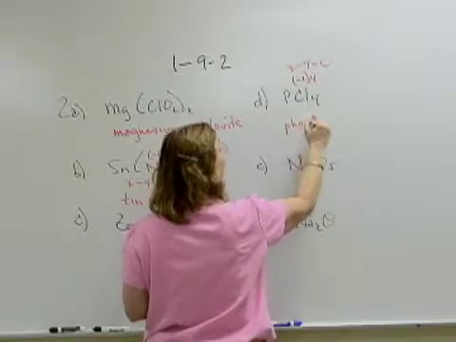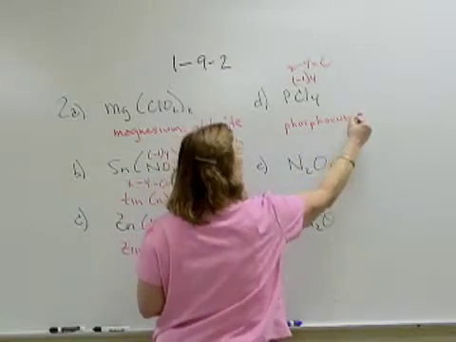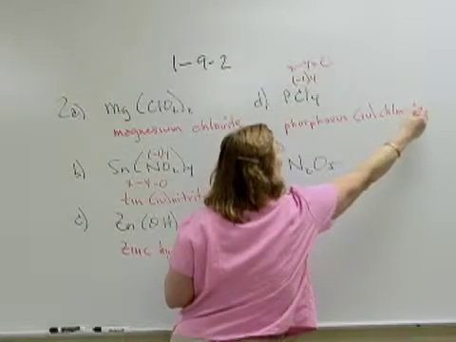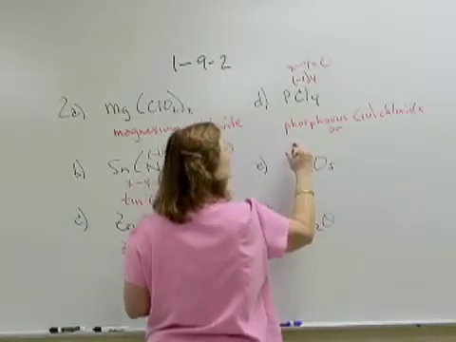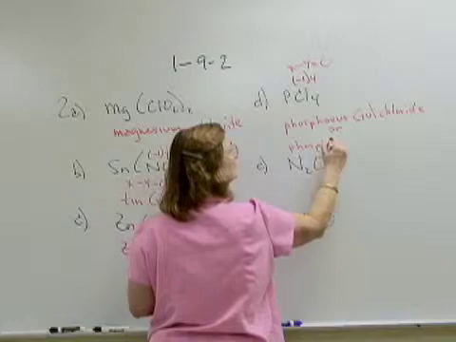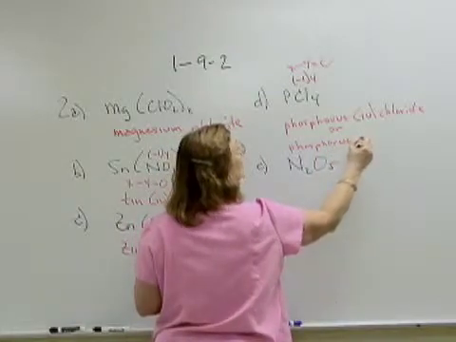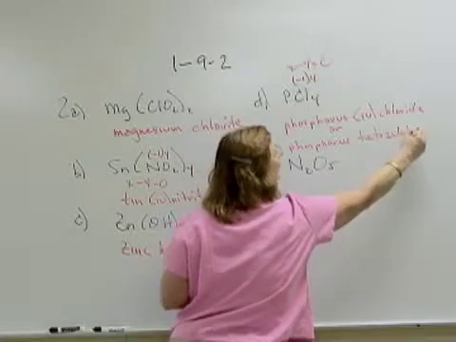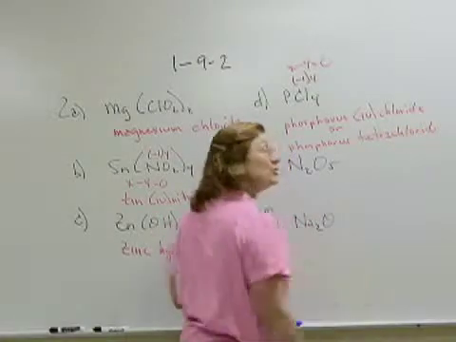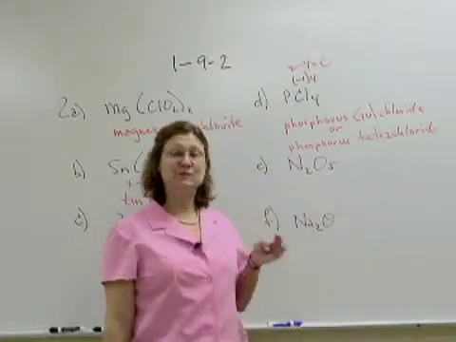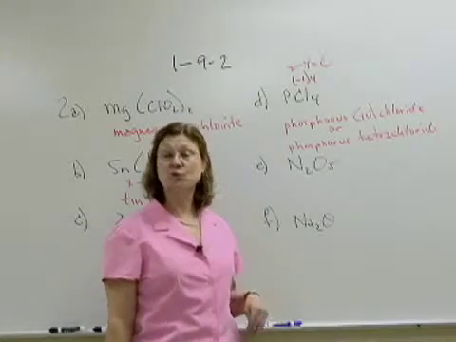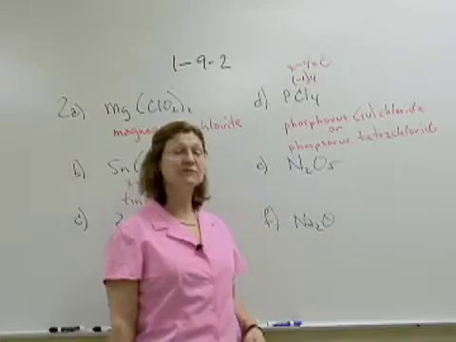Phosphorus, Roman numeral 4, chloride, or phosphorus tetrachloride. When you use the Greek prefixes, it is for the number of atoms. The Roman numeral is for the charge or the oxidation number of the first element.